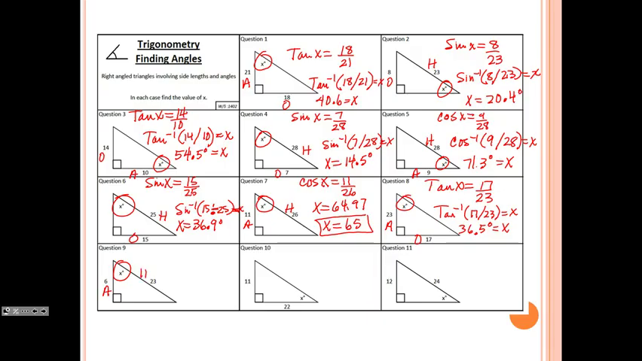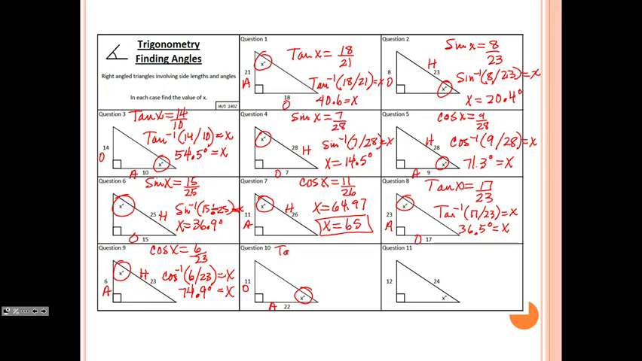Okay, adjacent, hypotenuse, cosine, x equals 6 over 23. So cosine negative 1. Hopefully you've got now shift cosine, right? 6 divided by 23 equals x. Okay, go ahead and pop that into your calculator. Okay, 6 divided by 23. Okay. We're going to get 74.87 or 74.9 degrees.